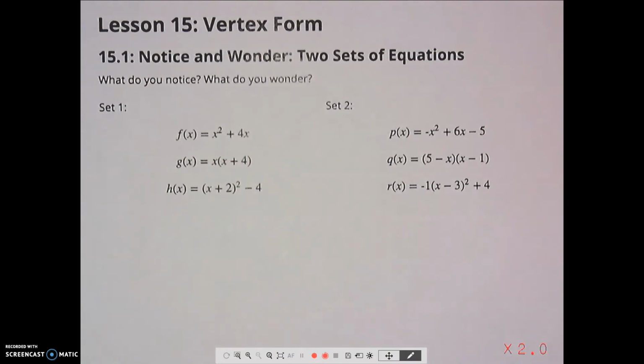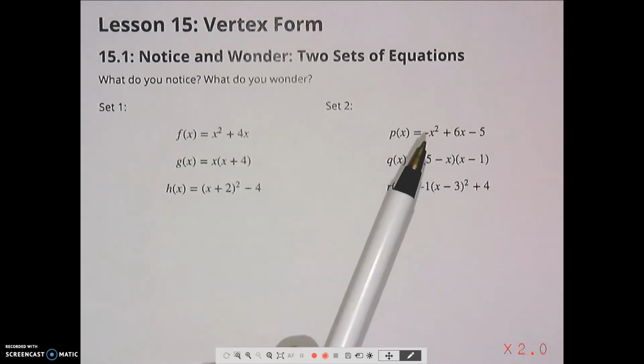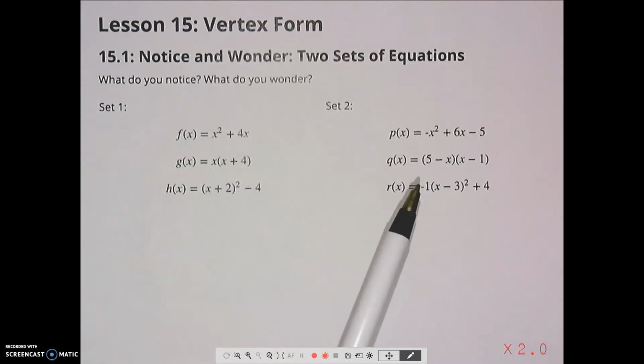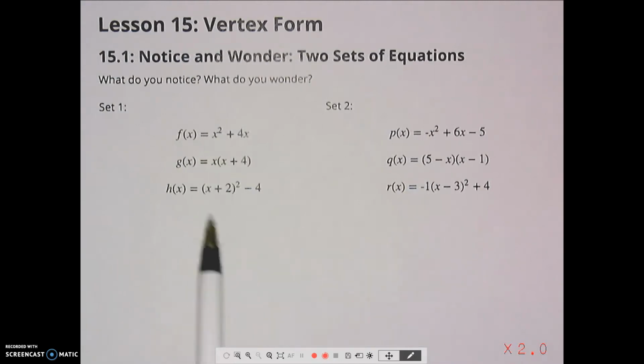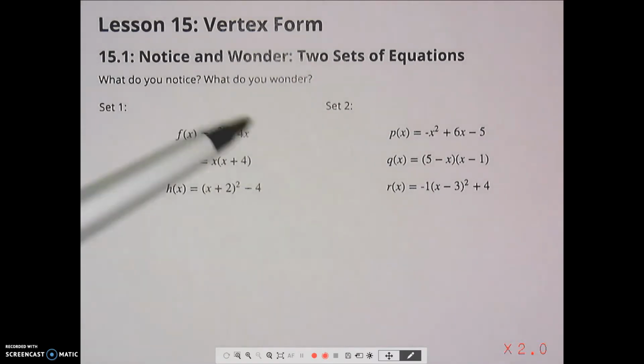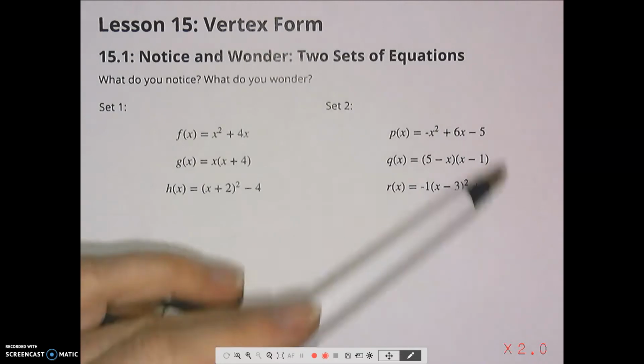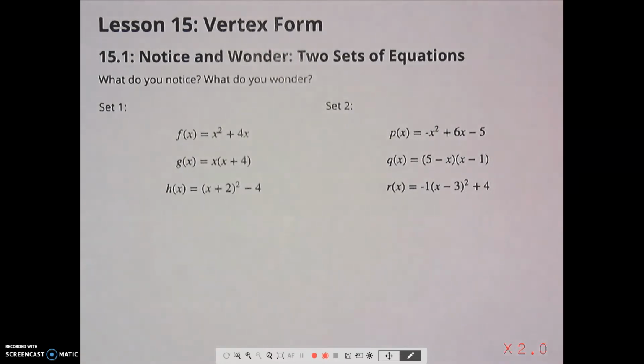What do we wonder? Why are they grouped this way? Is there a special name for this last form? The first ones were standard, the next ones were factored, so is there some sort of name for those last ones? Are they all the same? Meaning, is all of this group equivalent and all of this group equivalent? So those are things that we notice and wonder about those equations.